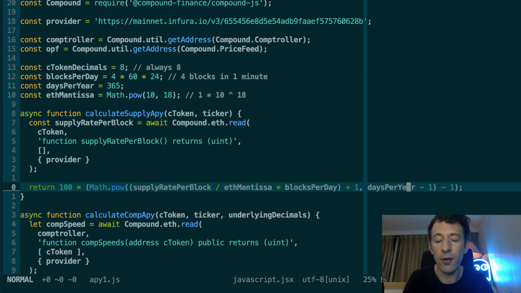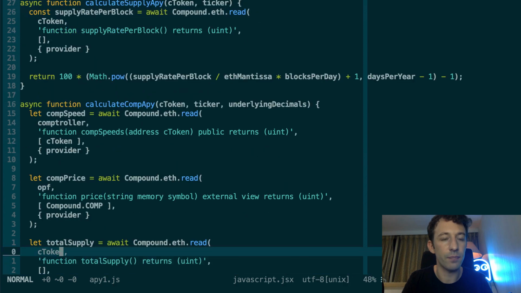So why minus one? Because when you calculate periods, then you always have to remove one. For example, if you have 2 days, then the interest will compound just for 1 day. If you have 3 days, the interest will compound for 2 days only, etc. And at the end, we remove one to only keep the decimal part. And so to transform this to a percentage, we multiply by 100. So with this, we have the supply APY.